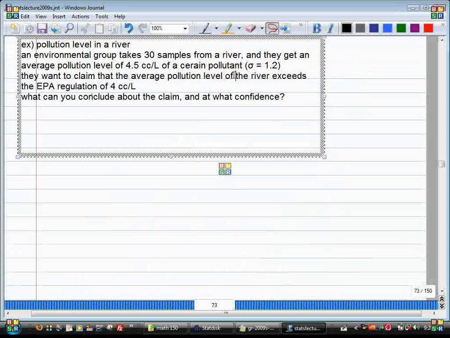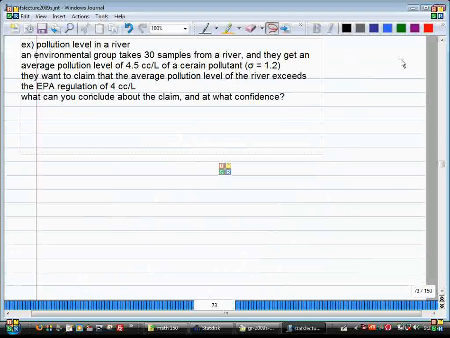What can you conclude about the claim, and at what confidence? So what's the first thing that we do? We have to write it down. What kind of question is this? This is a hypothesis test question. So the first thing you do is write down your hypotheses. In this, hypothesis is the same as claim. In this problem, what's the claim?